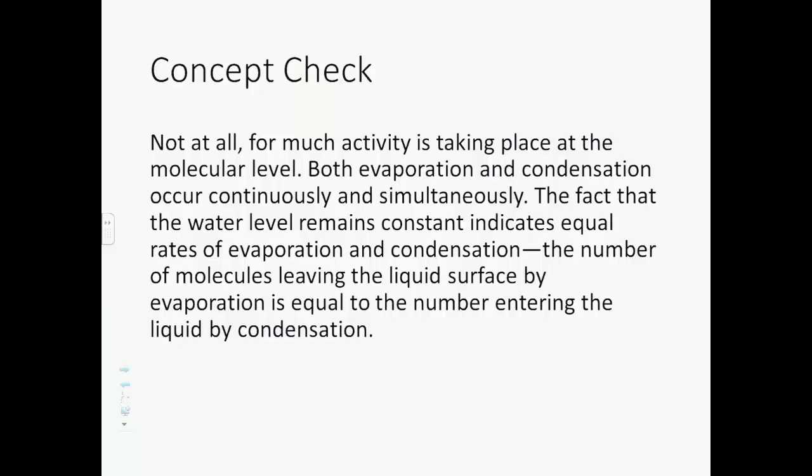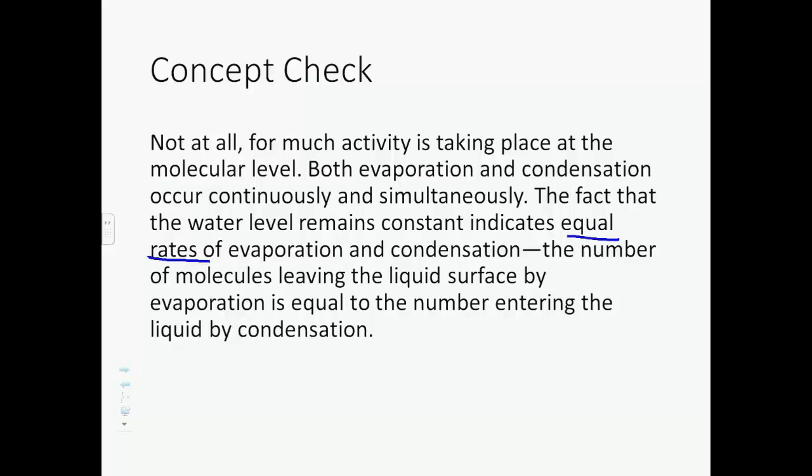Both evaporation and condensation occur continuously and simultaneously. The fact that the water level remains constant instead indicates equal rates of evaporation and condensation. All right, that's the important part. It's not that one's happening and the other one's not. It's that you've got equal rates if you have no net evaporation.